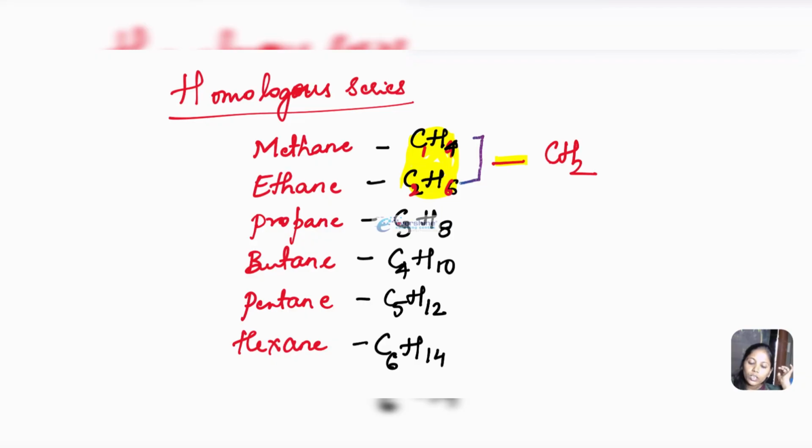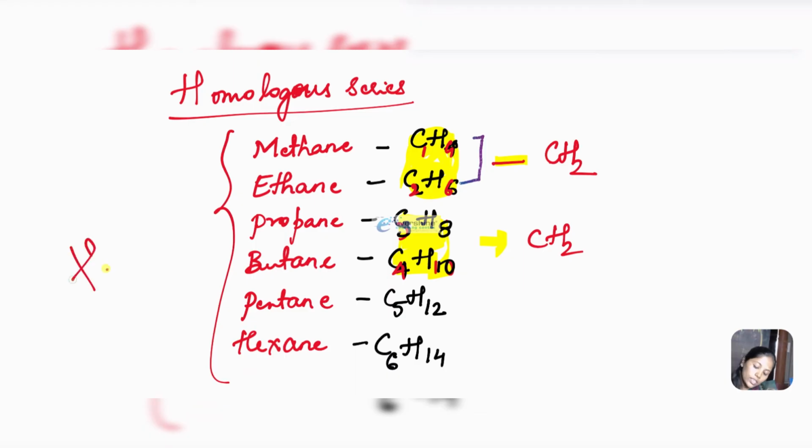See, I'll take these two members. In these two members, how will you take the difference? C4 minus C3 is C. H10 minus 8 is 2. So now you can call this series a homologous series.